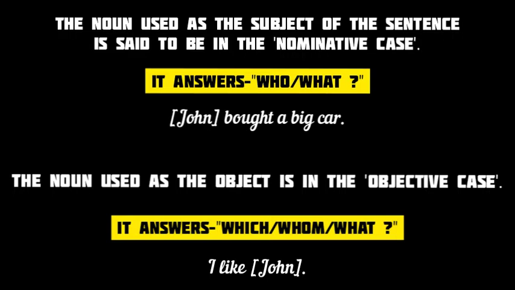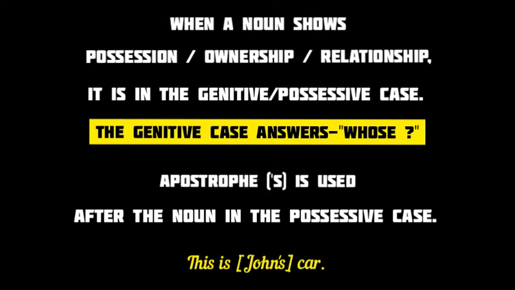So in the first example, John is the subject of the sentence, so it's in the nominative case. And in the second example, the same proper noun John comes as the object of the verb like, so it's in the objective case. What about the genitive or possessive case of noun?